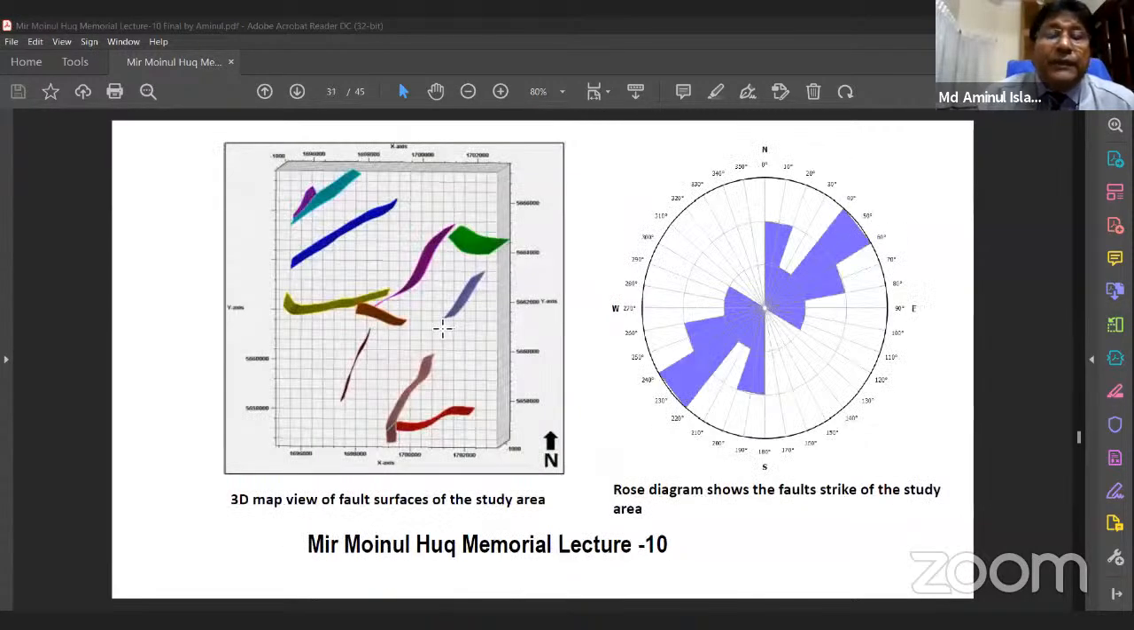So here you can see a 3D view of the fault surface of the study area, and you can see the fault alignment. We have altogether 11 faults. The length of the faults and their orientation are very important, because if they segment your reservoir, their influence within the reservoir is very significant. So we have to know that.